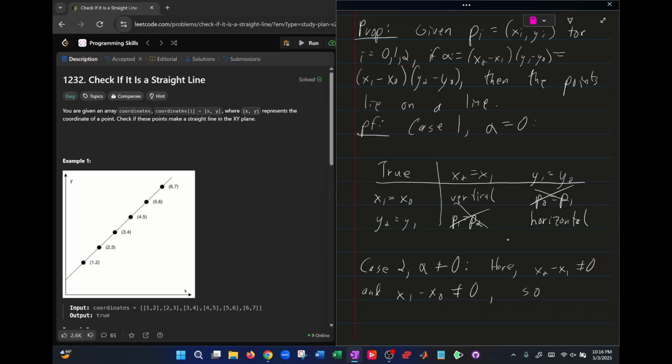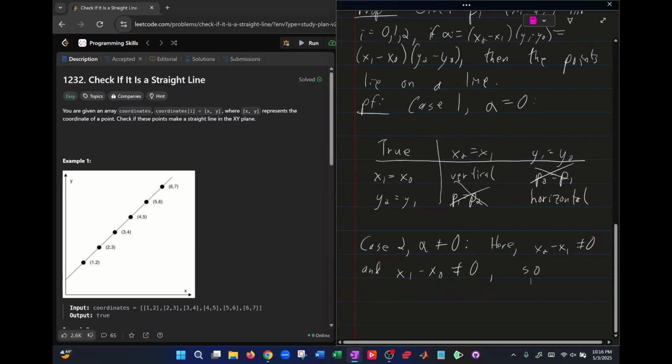So what we can do then is take this equation and put x2 minus x1 in the denominator here, put x1 minus x0 in the denominator here, and then what we get is (y1 - y0)/(x1 - x0) equals (y2 - y1)/(x2 - x1).